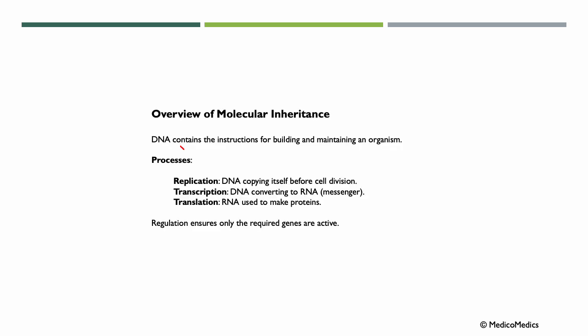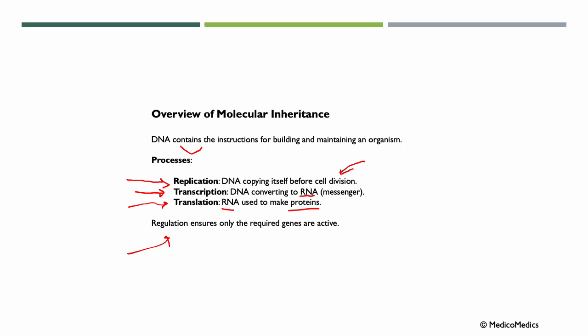Now, DNA contains the instructions for building and maintaining an organism. Key processes include replication. This is where DNA is copying itself before cell division. Another one is transcription. This is where DNA is converted to RNA, more specifically, messenger RNA. Then we have translation. This is where the RNA is used to make proteins. And regulation ensures only the required genes are active.